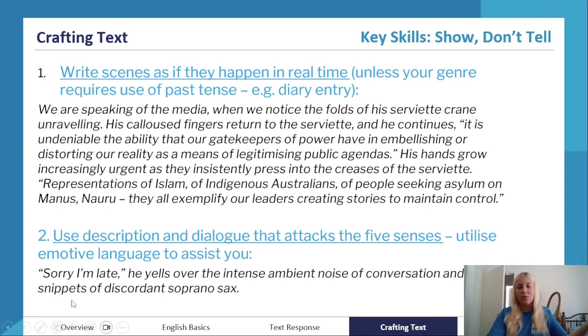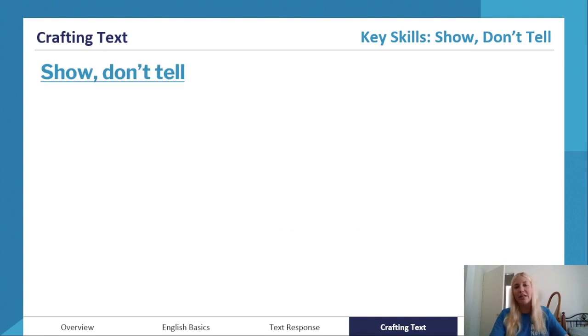And we see a pretty description here. He yells over the intense ambient noise of conversation and snippets of discordant soprano sax. That's just using those auditory descriptions, but it makes you feel like you're there. You're in this noisy, bustling, busy environment.